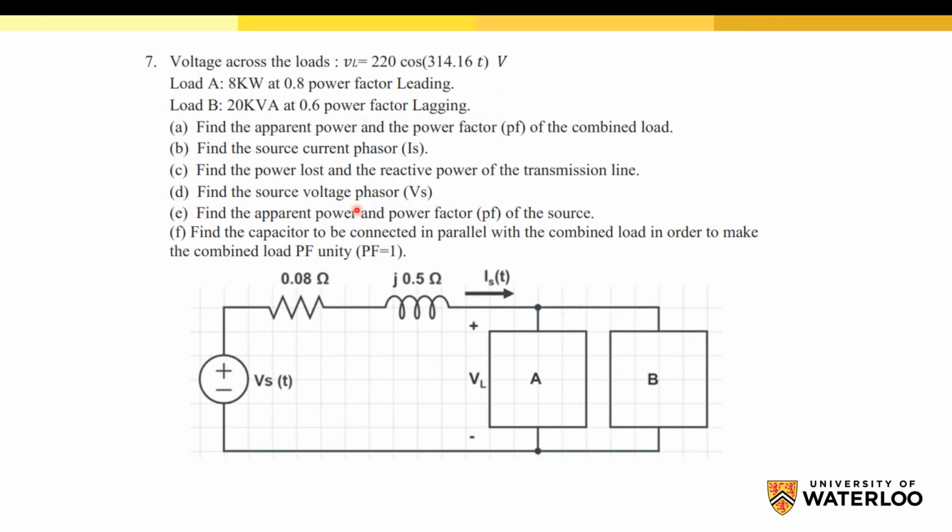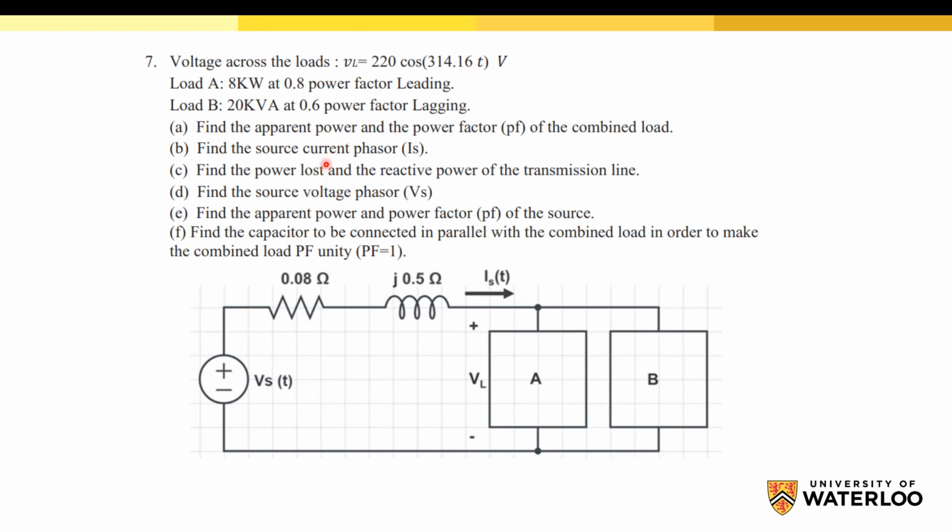Okay, for this question, the voltage across the load is given in the time domain. We have two loads in parallel, load A and load B, and each load is defined again using two variables. For load A, we have the active power P and the power factor. For load B, we have the value of S and the power factor. It's required to calculate the apparent power and the power factor for the combined load. So for the total load here, we need to calculate the apparent power S and the power factor.